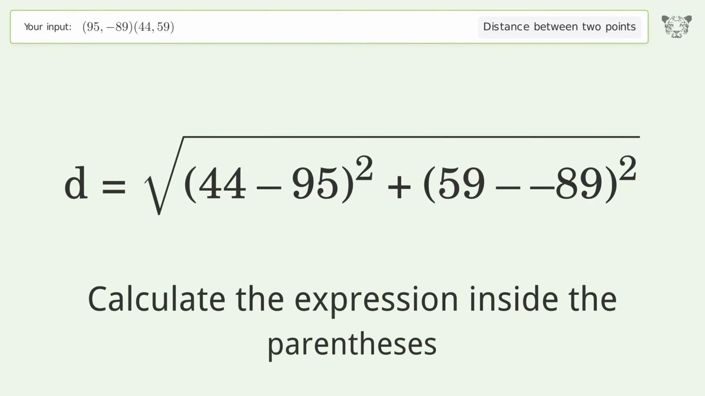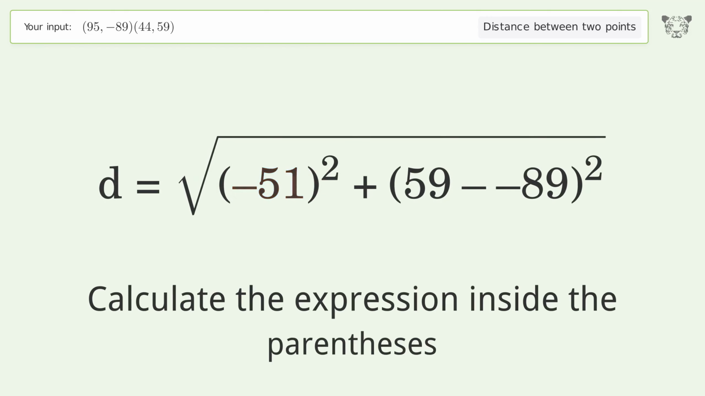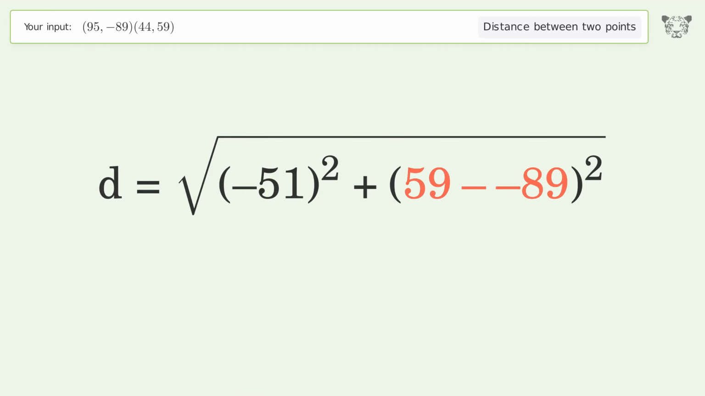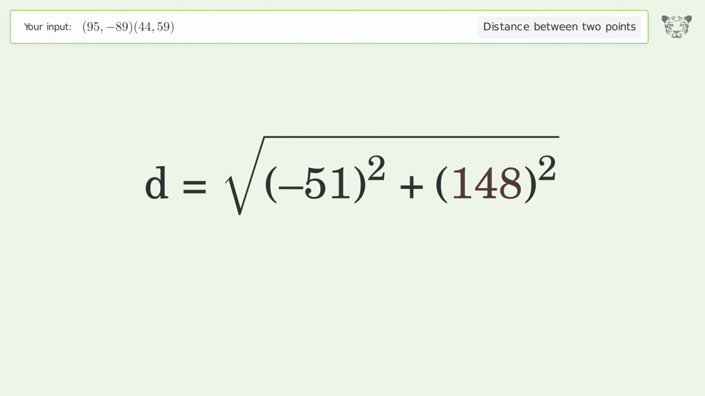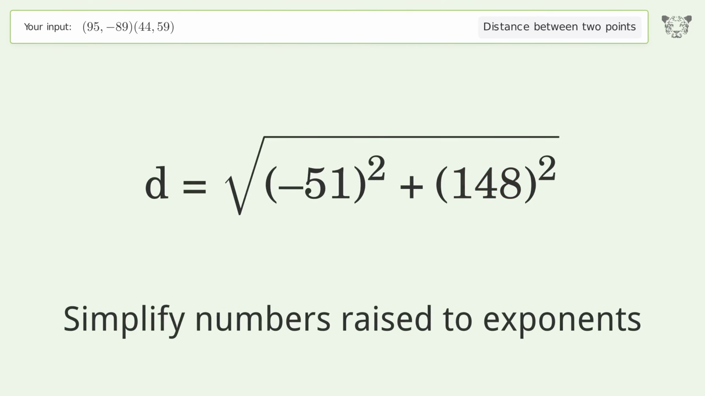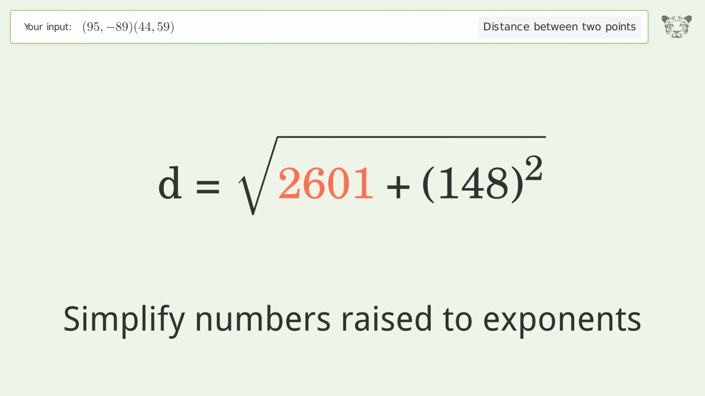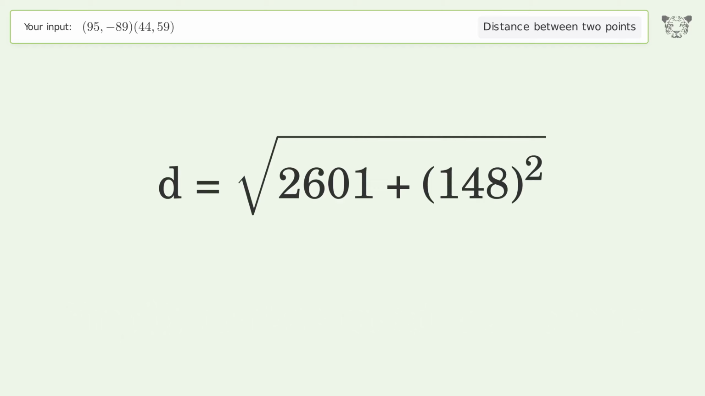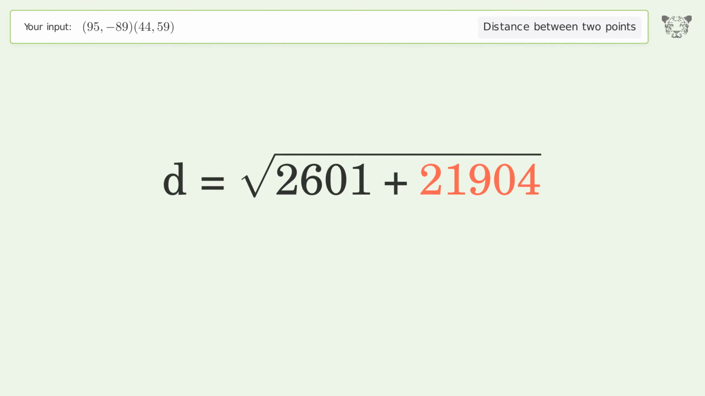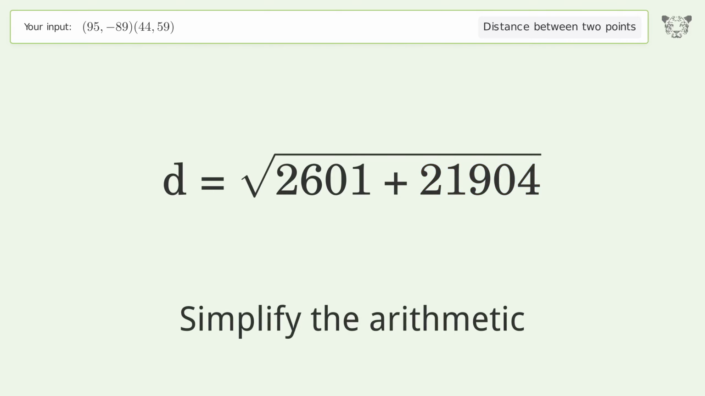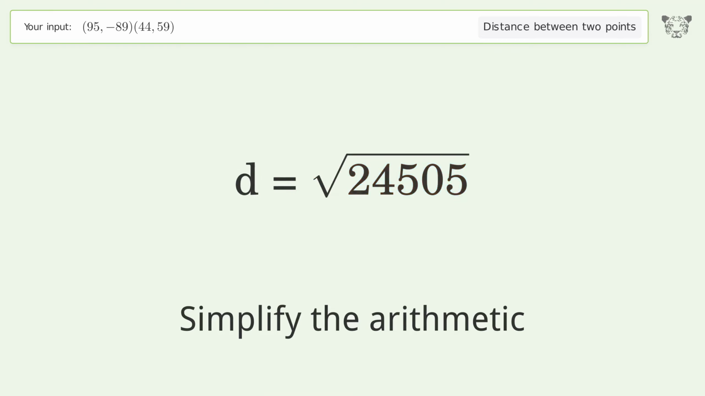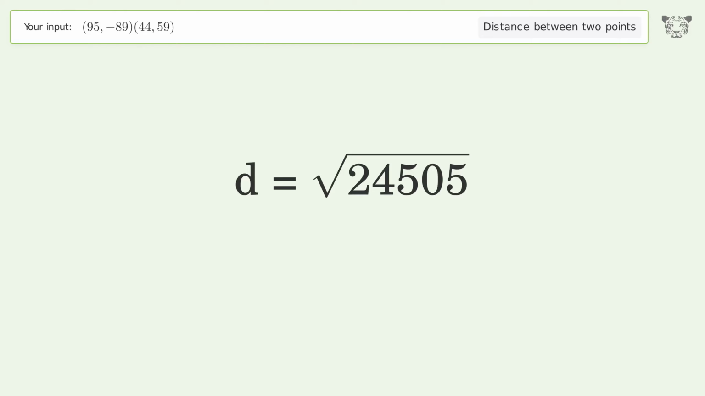Calculate the expression inside the parentheses. Simplify numbers raised to exponents. Simplify the arithmetic. And so the distance between the 2 points is the square root of 24,505, or 156.541.